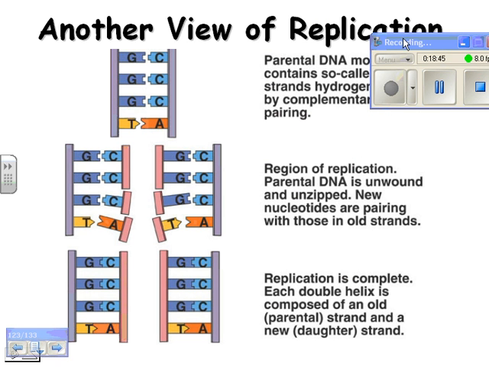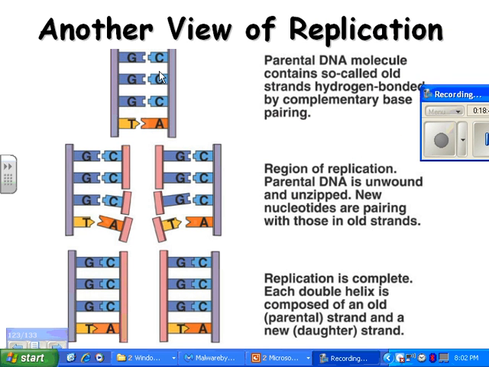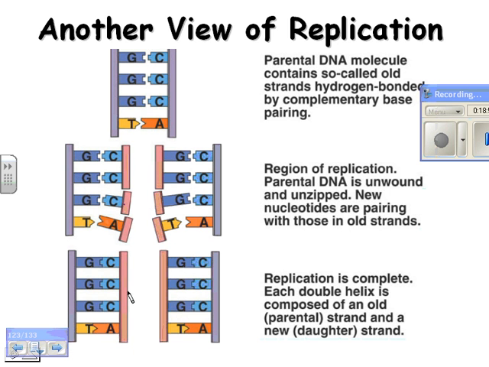So here's another view of replication. Here's your parental DNA molecule, and it has the old strands, the ones that you start with, and then you separate it. You separate these apart. Here's the old strand, here's the old strand. The pink ones are the new ones. And then at the end, you have 2 strands that were exactly like the original one.